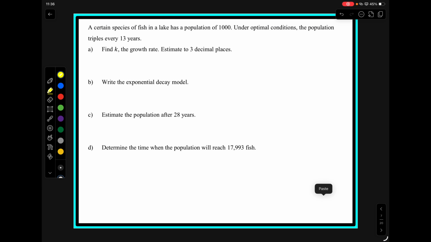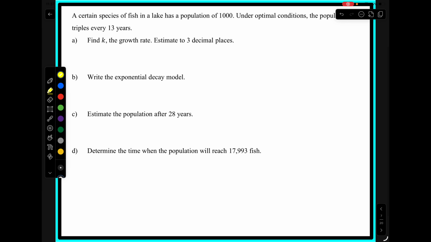In this video, I'm going to show you how to do an example similar to the one for your homework. In the scenario here, we have a certain species of fish in the lake. It has a population of 1,000. Under optimal conditions, this population is going to triple every 13 years. We need to begin by first figuring out what the value of k is in this scenario.